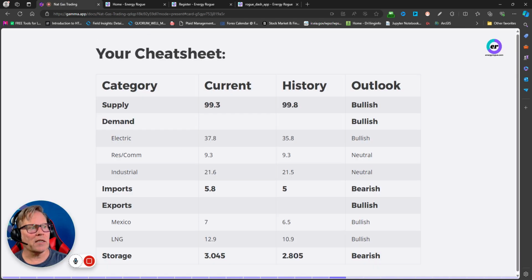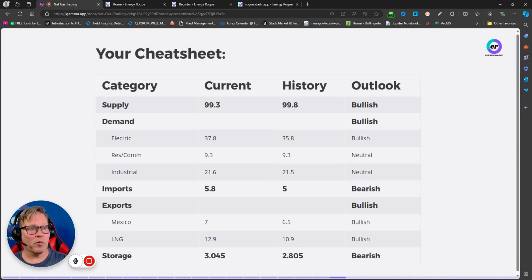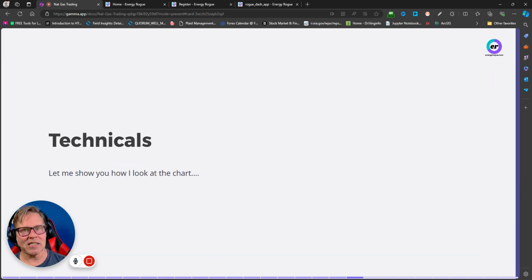So you've got supply, demand, imports, exports, and storage. You need to focus on these if you're going to create a winning strategy. All of this is around building a winning strategy. So now that we've covered fundamentals, hopefully that's a lot. So now we're going to dive into technicals.